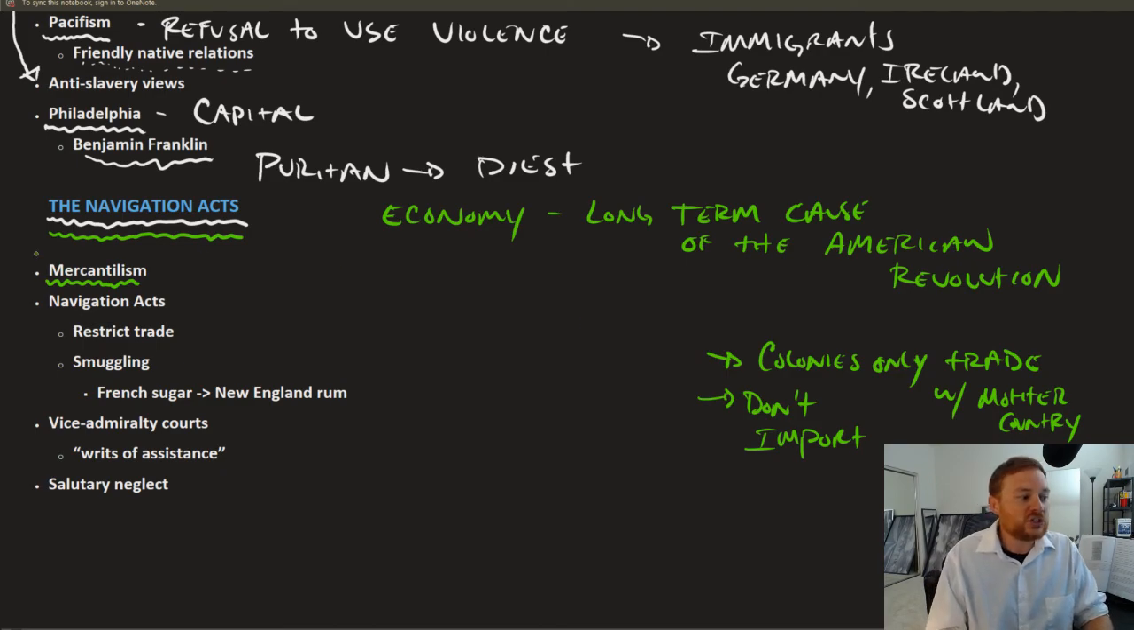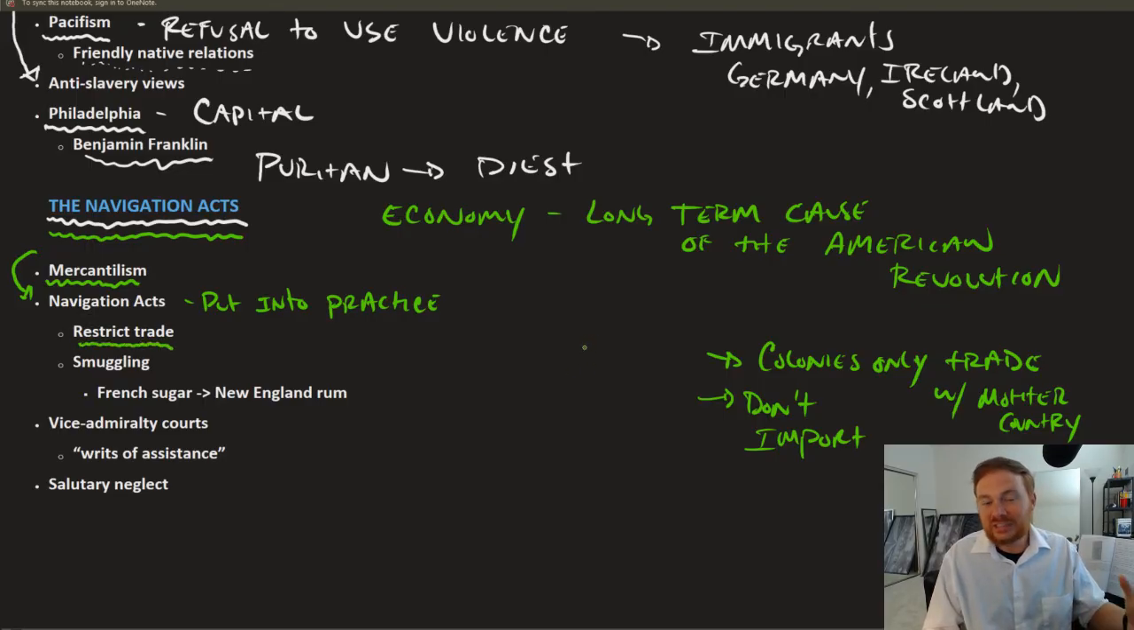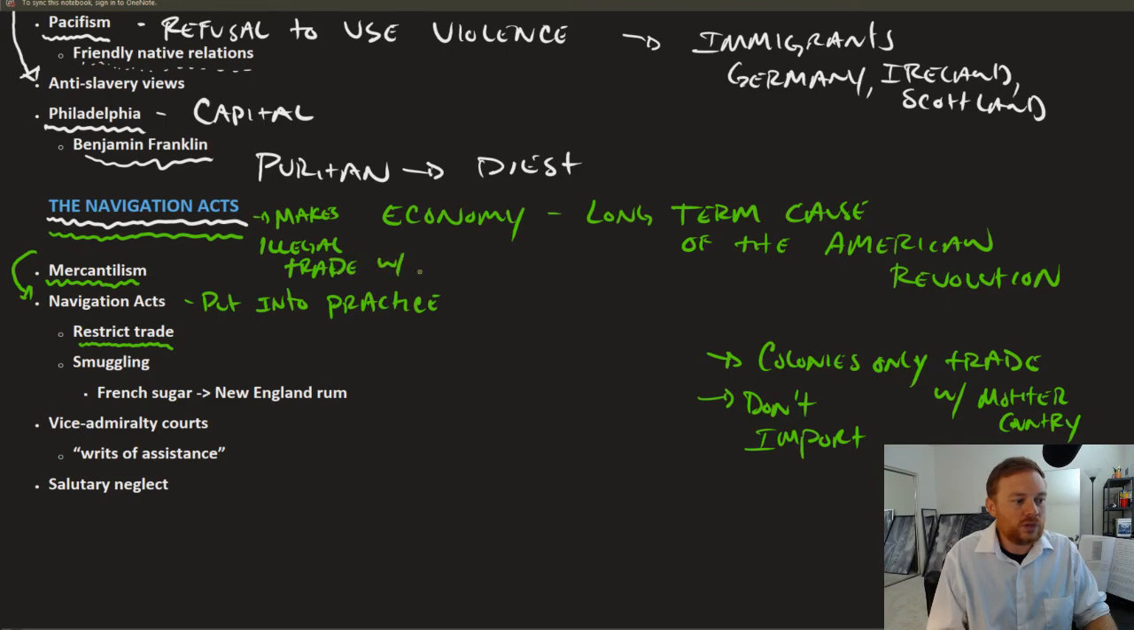The Navigation Acts are mercantilism put into practice, right? And what they're designed to do is to restrict trade. In other words, what the Navigation Acts do is make it illegal for the colonies to trade with other nations, right? Makes it illegal to trade with other nations.